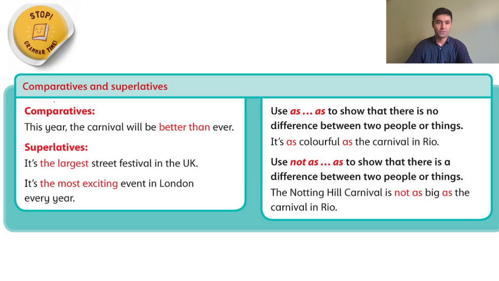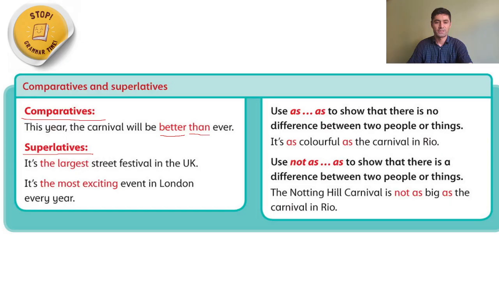So first off, we're going to take a look at comparatives. Before we learned comparatives with you, and one of the main words when making a comparative sentence is than. We use than to compare one thing with another. For example, this year the carnival will be better than ever. So the adjective good is used here. The comparative form of good is better.